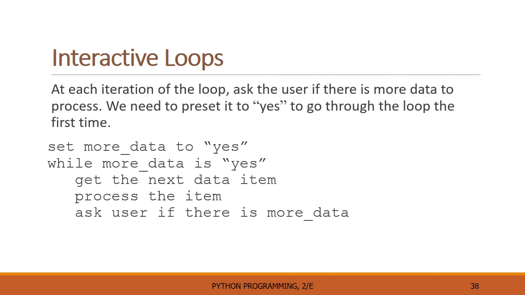Let's look at an example where each iteration of the loop, we ask the user if there is more data to process. We need to preset more data to yes to go through the loop the first time. So we would set more data to yes, then while more data is equal to yes, get the data from the user, process the data, and ask the user if there's more data. And this loop will continue until the user does not answer yes to the input question, is there more data?